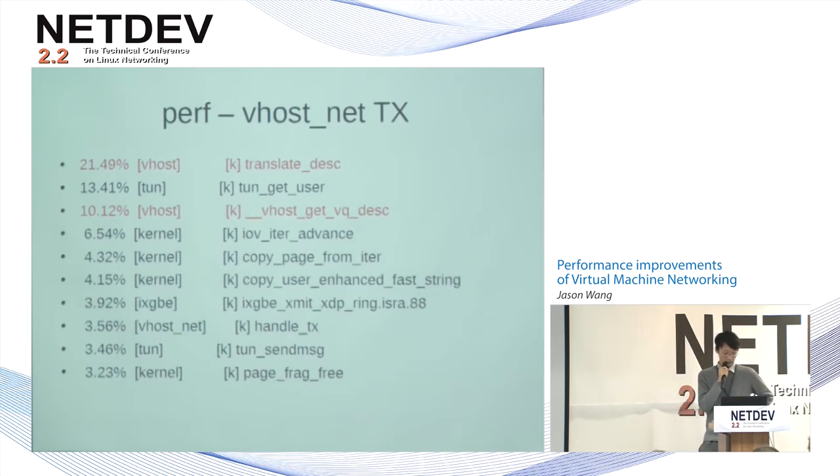And the next is the tun get user, which is normal because we need to do transmission. And the third is also interesting: the vhost get vq descriptor, which means there is probably still some cache thrashing when we try to access the descriptor table, because we don't implement batched descriptor table reads. So it looks like a nice optimization on top.